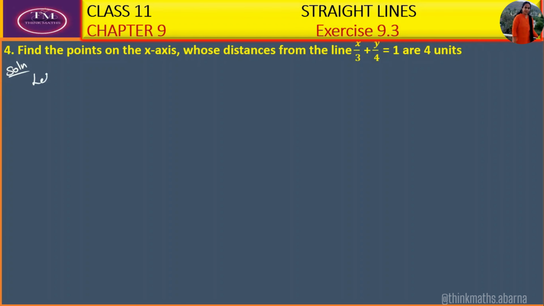So let the point on x-axis be a comma 0. In x-axis, y value will always be 0. Let us assume that it be a comma 0. Now we have to find out the value of a.